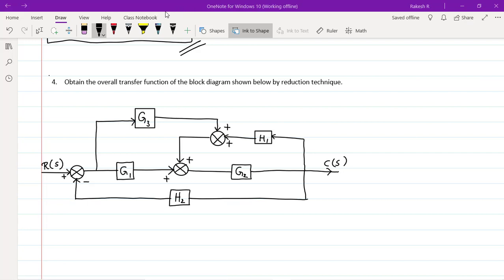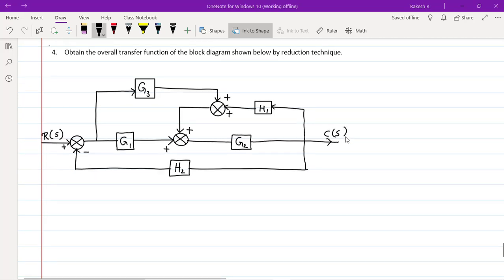The question is like this. Obtain the overall transfer function of the block diagram shown below by reduction technique. Right. Now what we have? First we have R(S) as the input, G1, G2 and G3 are the three forward blocks, and H1 and H2 are the reverse blocks or the feedback blocks what we have.